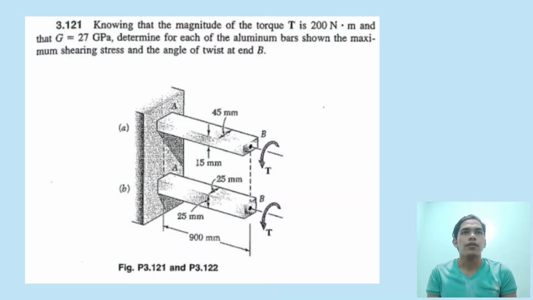Knowing that the magnitude of the torque T is 200 Newton meter and that the value of the shear modulus of rigidity is equal to 27 gigapascal, determine for each of the aluminum bars shown the maximum shearing stress and the angle of twist at the end B.